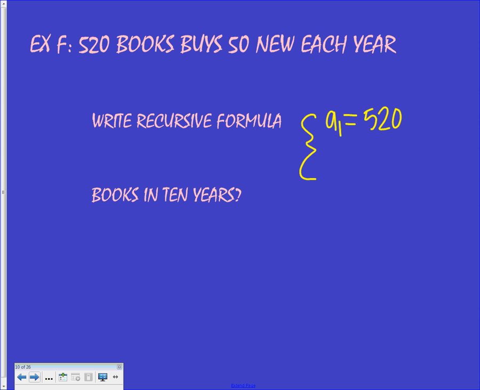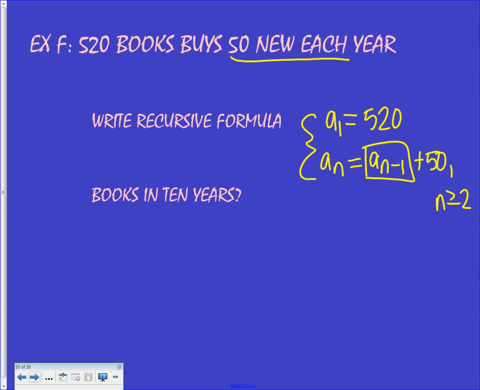You can kind of think of this as like slope and y-intercept. Okay, so this is where she starts. And then the 50 new each, which is normally your slope, is going to be your difference here. Okay, so you can think of it like that if that helps. Okay, so I'm going to take my previous term, a sub n minus 1, and then I'm buying 50 more, so then I'm adding 50. And then I have to add my n is greater than or equal to 2 at the end of that.